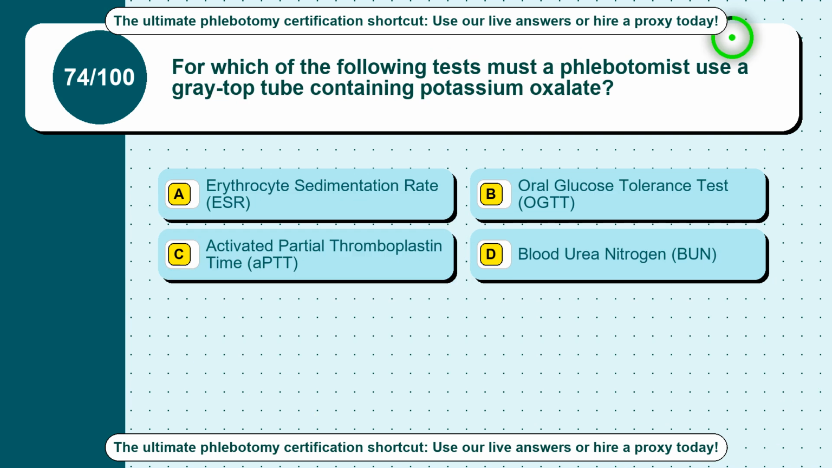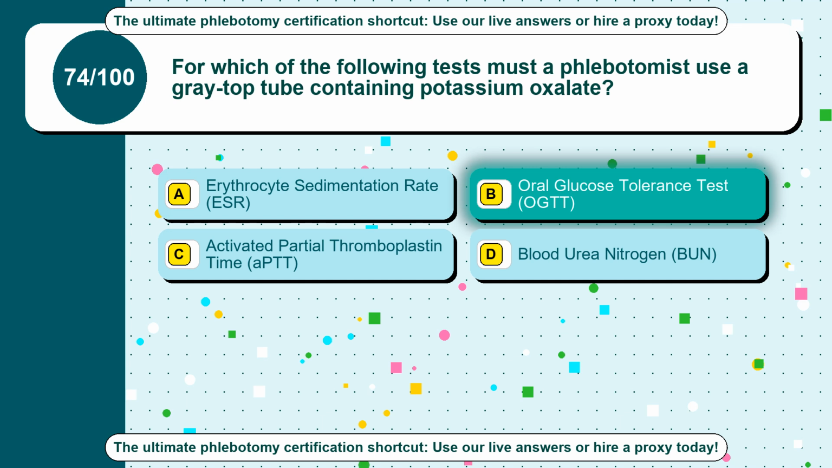Question 74. For which of the following tests must a phlebotomist use a grey top tube containing potassium oxalate? Option A. Erythrocyte sedimentation rate, ESR. Option B. Oral glucose tolerance test, OGTT. Option C. Activated partial thromboplastin time, APTT. Option D. Blood urea nitrogen, BUN. The correct answer is option B.